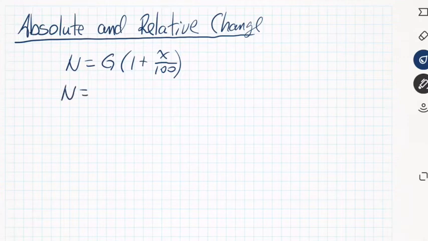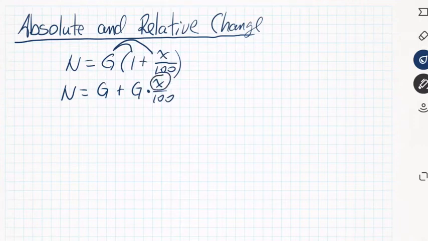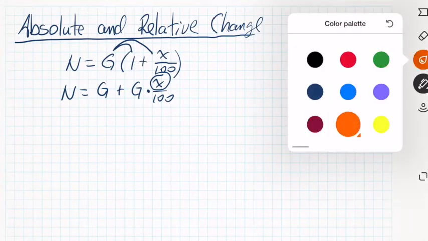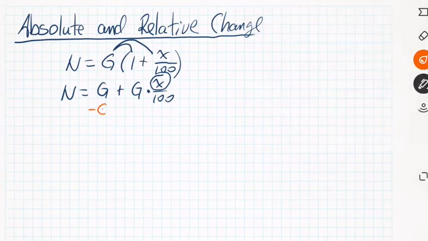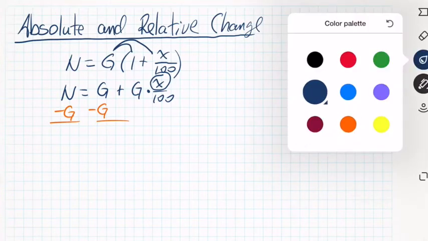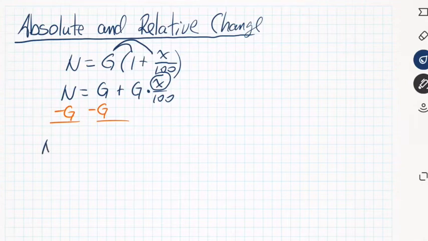So I'm going to distribute the G back through. G times 1 is G. G times x over 100 is going to be plus G x over 100. And then I'm going to start solving for this x up here. The easiest thing to move is going to be that loose G, so I'm going to subtract G from both sides. Now, since everything is a letter, I'm not going to be able to combine like terms more than likely, so I'm just going to write them next to each other. So this becomes new minus old is equal to old times x over 100.